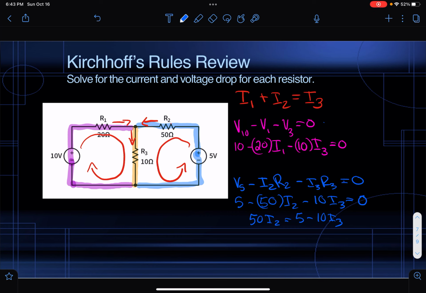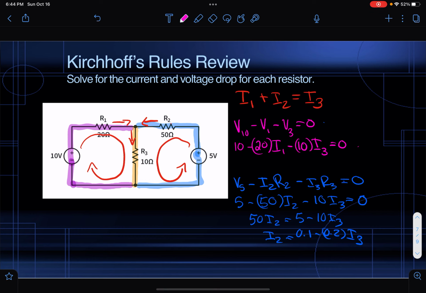Now I'm going to divide both sides by 50. Please be careful about this. This is math that you learned back in middle school, but we don't use it that often. Your 50 and your 10, yeah, that's nice, but the whole thing is divided by 50. So this is a subtraction. Just remember your rules, please. So your I2 is going to be 0.1 minus 0.2 I3.